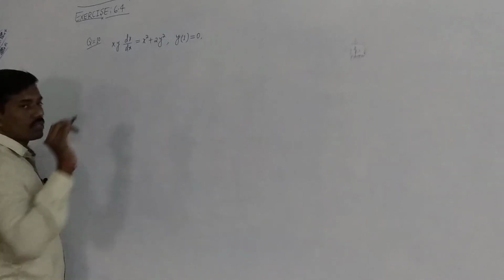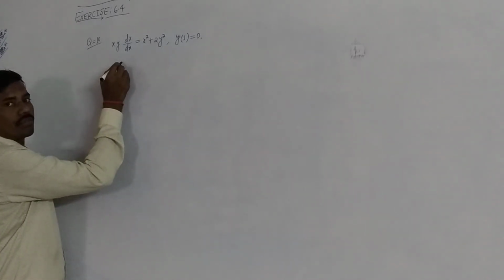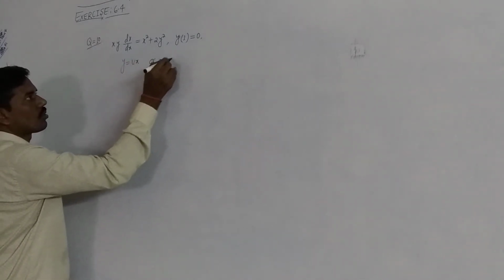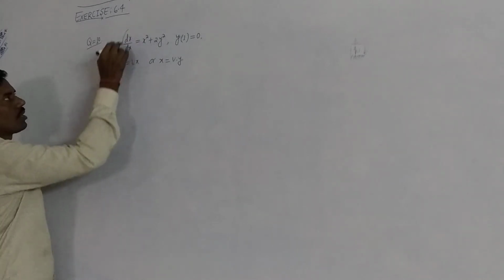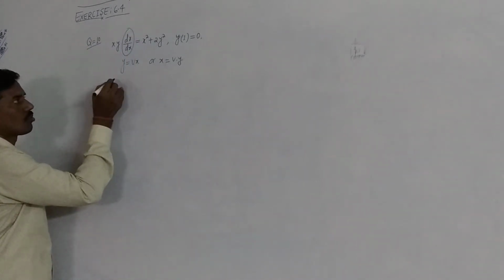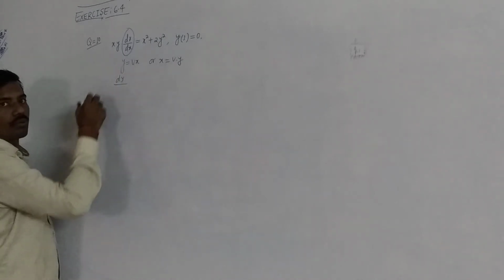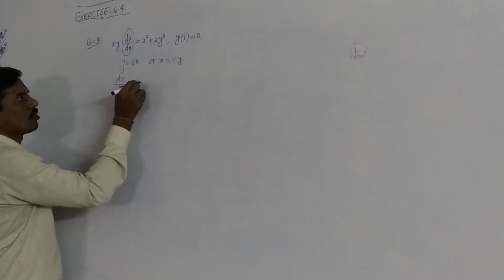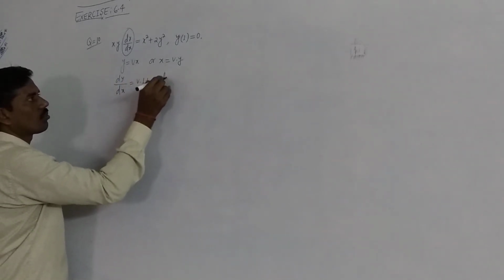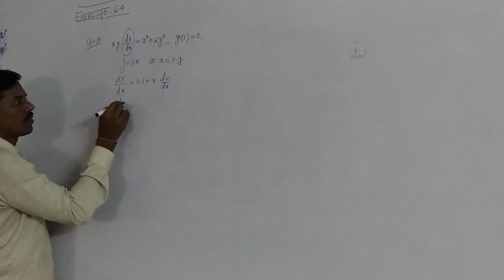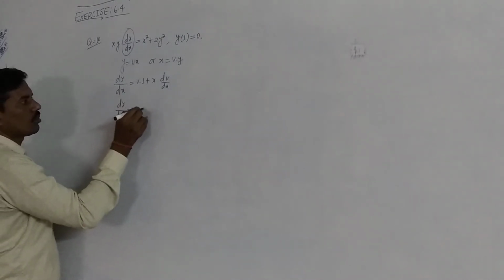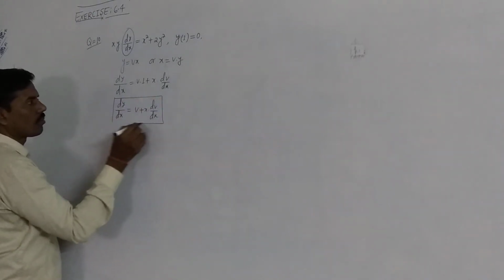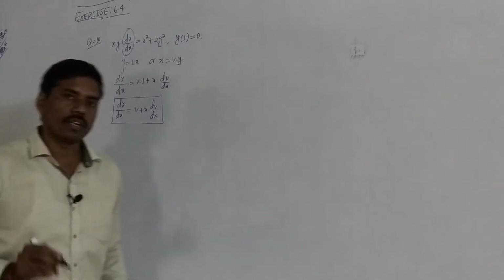So for this type of differential equation we have to put y is equal to vx or x is equal to vy. Here we have given dy by dx, so we have to take the derivative of both the sides of y is equal to vx with respect to x. We get dy by dx is equal to v into 1 plus x into dv by dx. Okay, so dy by dx is equal to v plus x dv by dx.